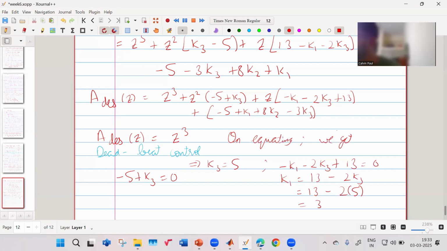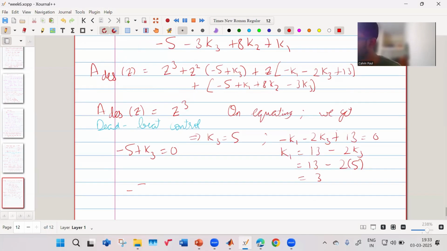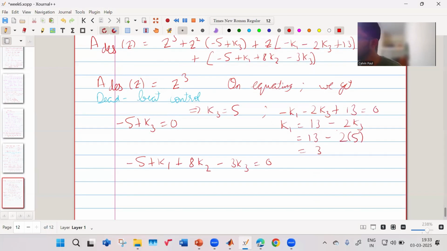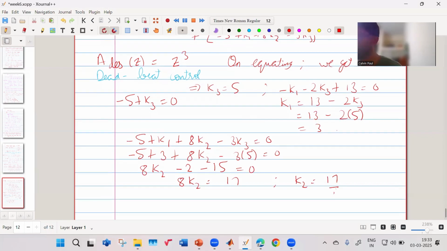So it is 3. Then we get minus 5 plus k1 plus 8k2 minus 3k3 is equal to 0. So we get minus 5 plus 3 plus 8k2 minus 3 into 5 is equal to 0. So we get 8k2 minus 2 minus 15 is equal to 0. We get 8k2 is equal to 17. So k2 is equal to 17 by 8.